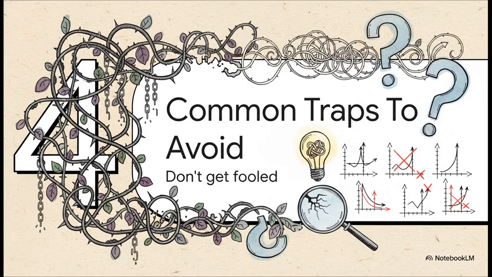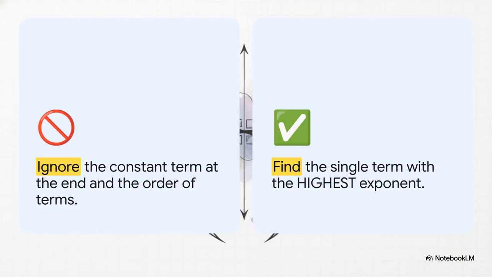Okay, you've seen how this works. It's pretty powerful, right? Now to really make sure this sticks, let's quickly go over the most common traps people fall into. This is all about focus. You have to train your brain to tune out the noise. You need to ignore the order of the terms, and you absolutely need to ignore that lonely constant number at the end.